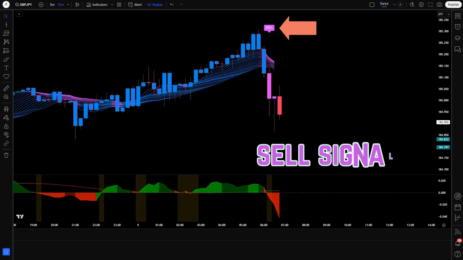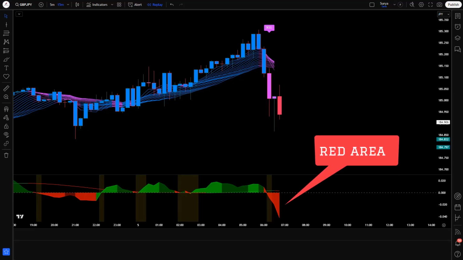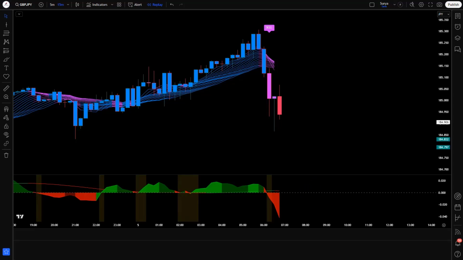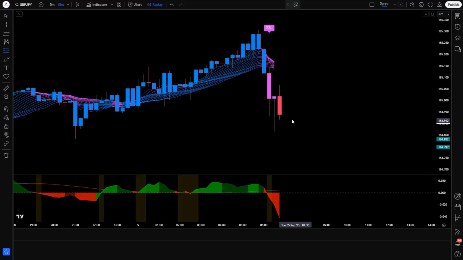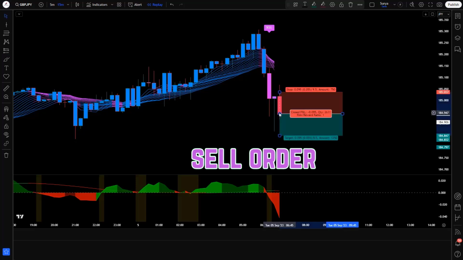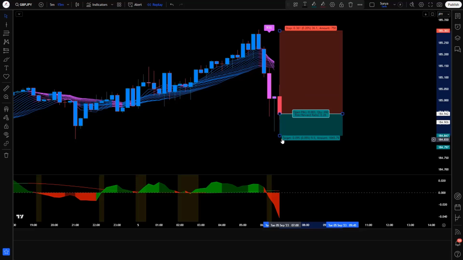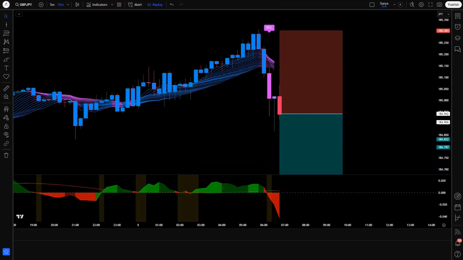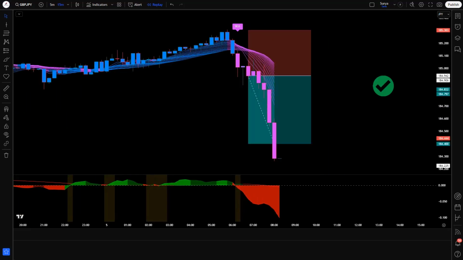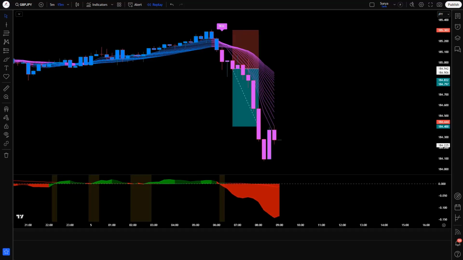When gold digger AI indicator has given sell signal, then bull trading Elliott wave oscillator indicator has formed red area. And the market forms a bearish candle. So all these conditions are fulfilled, so we have to take sell order, and our stop loss should be placed at the previous high of the market. And the risk-reward ratio will be 1 to 1.5. Let's see what happens to our trade. We have won the trade. Let's find the next trade.